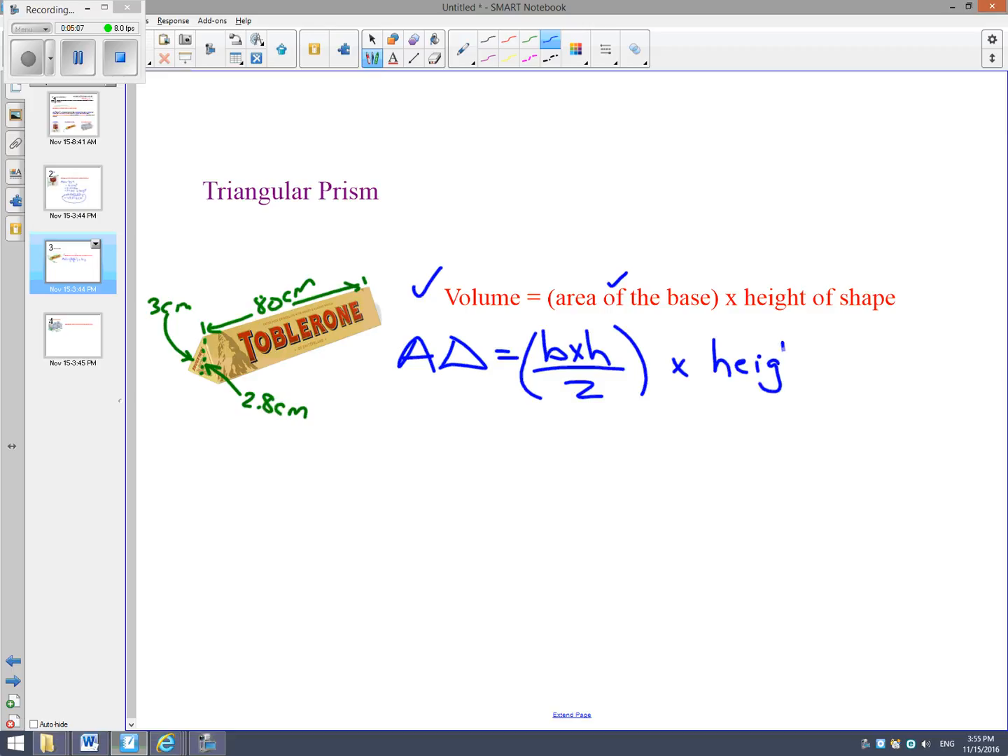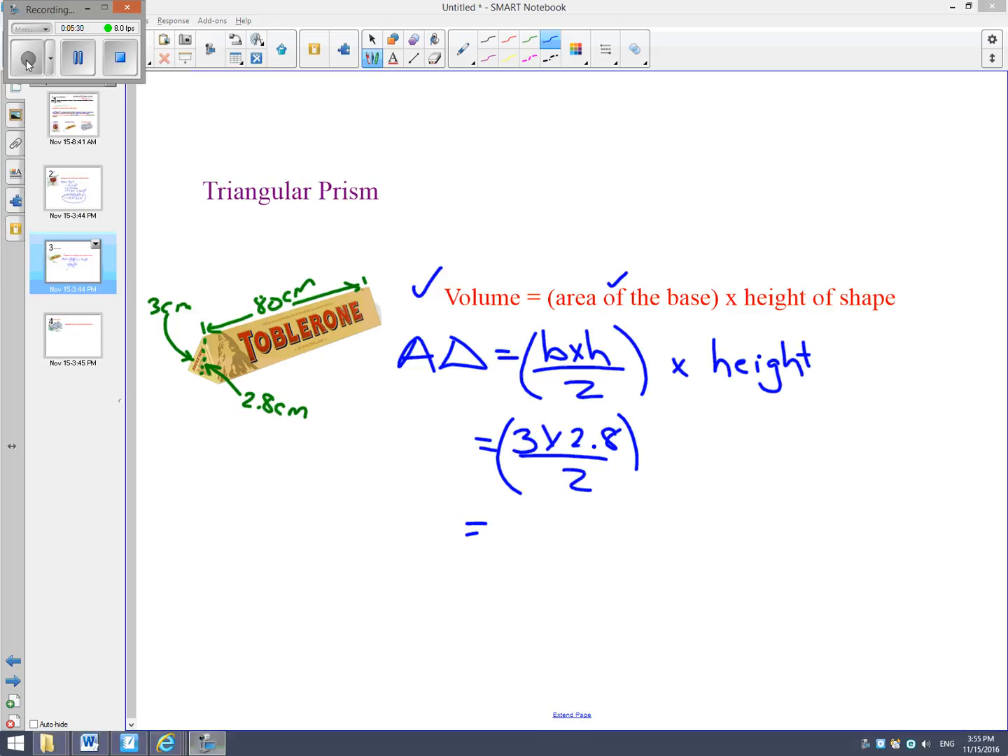You could list all the numbers, but we won't. Anyhow, from this picture, not a great picture, we can see that the base of the triangle will be 3. The height is 2.8, and we're going to divide that by 2. Let me just figure this out. So this comes out to 4.2, but now I still have to multiply it by the height.